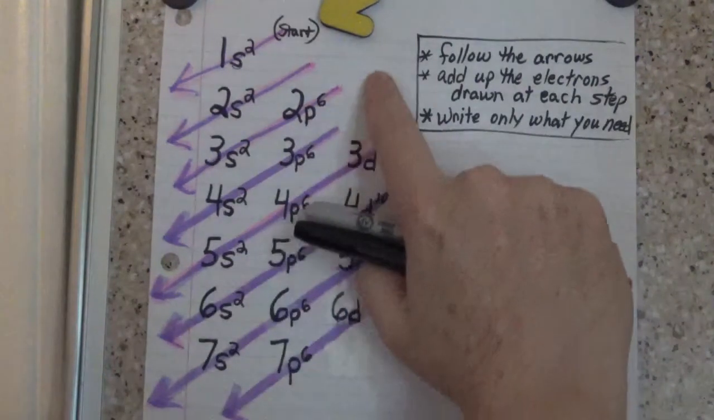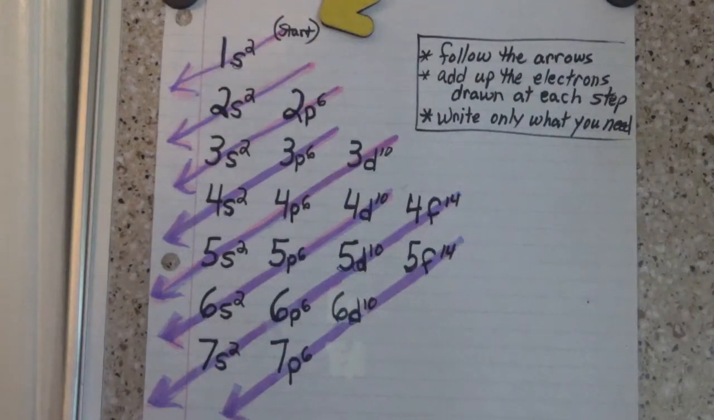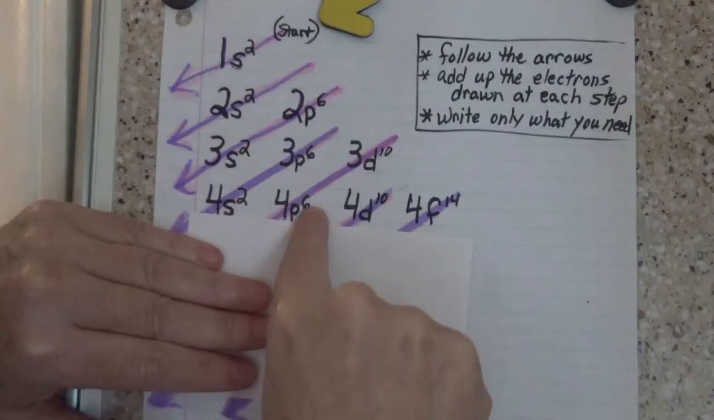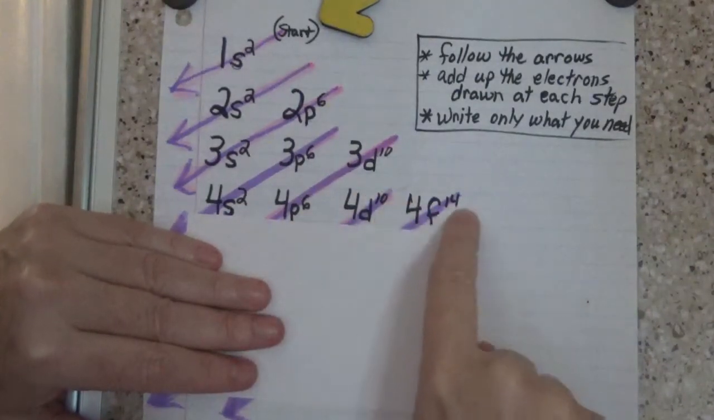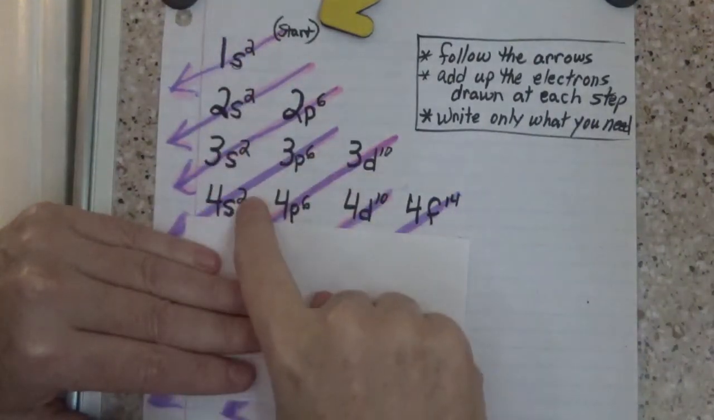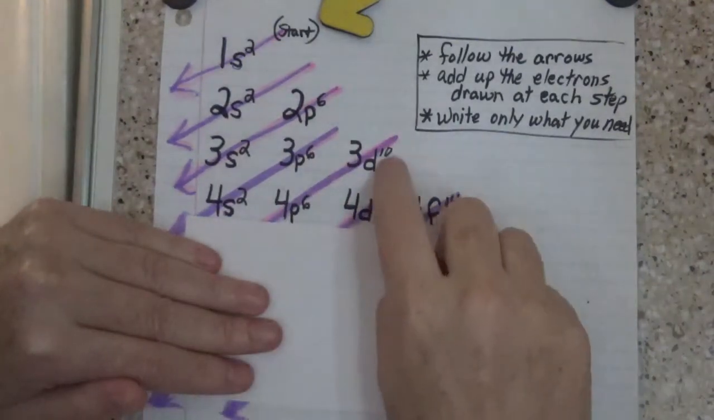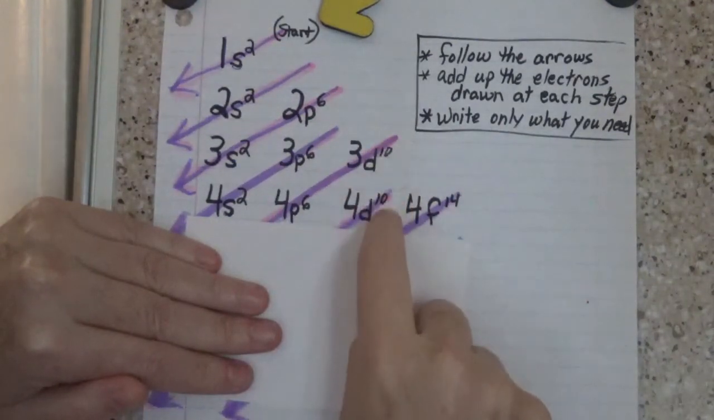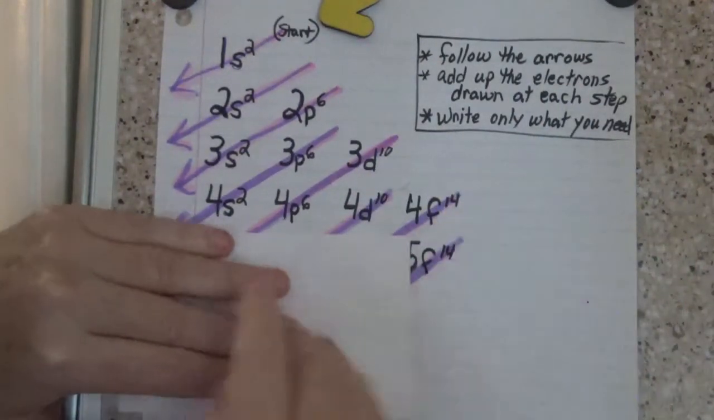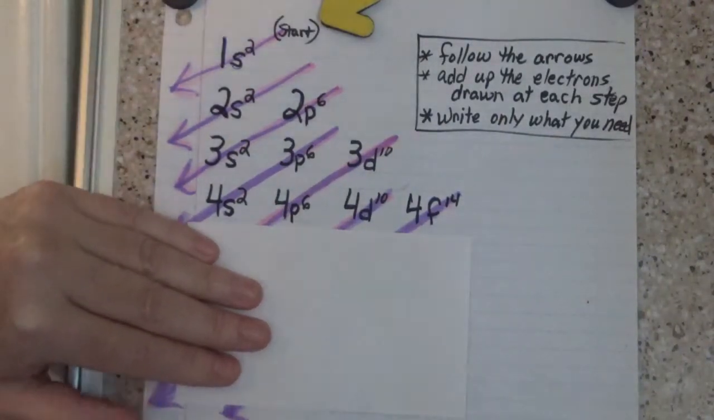Okay, so then the fourth level. We know from our notes that it can hold 32. If I do 2 plus 6 plus 10 plus 14, that's how we get 32. Notice s always holds 2, p always holds no more than 6, the maximum capacity for d is 10 electrons, and the maximum capacity for f is 14. That doesn't mean you need them, but that's how many it can hold if you are going to use them in an assignment.